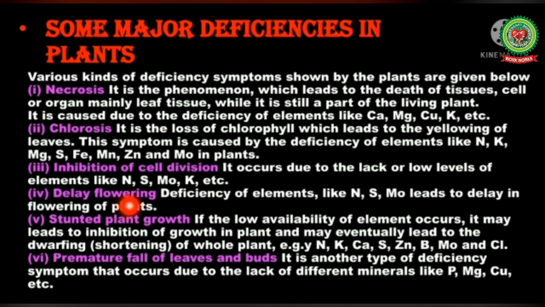Then is stunted plant growth, that is, reduced plant growth. If the low availability of an element occurs, it may lead to inhibition of growth in plants and the plant may eventually grow slow. Then is premature fall of leaves and buds. It is another type of deficiency symptom that occurs due to the lack of different mineral ions like phosphorus, magnesium, copper, etc. A moderate decrease of micronutrient causes deficiency symptoms, while a moderate increase leads to toxicity.